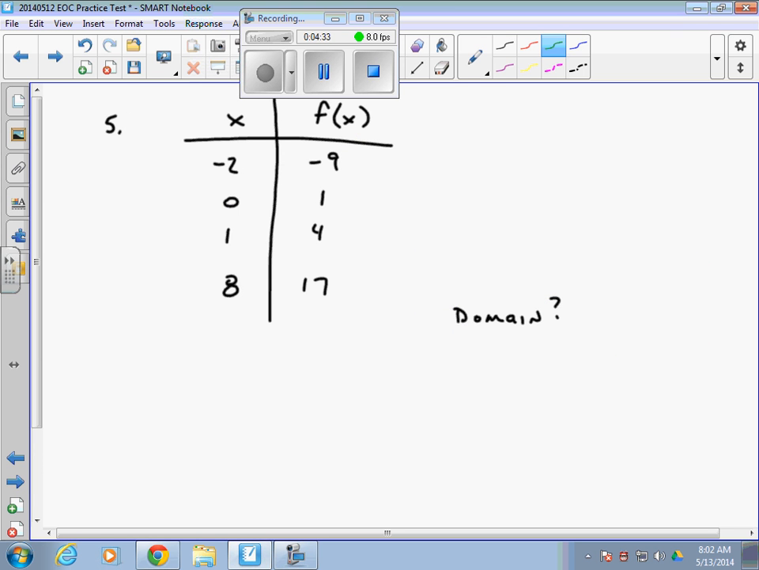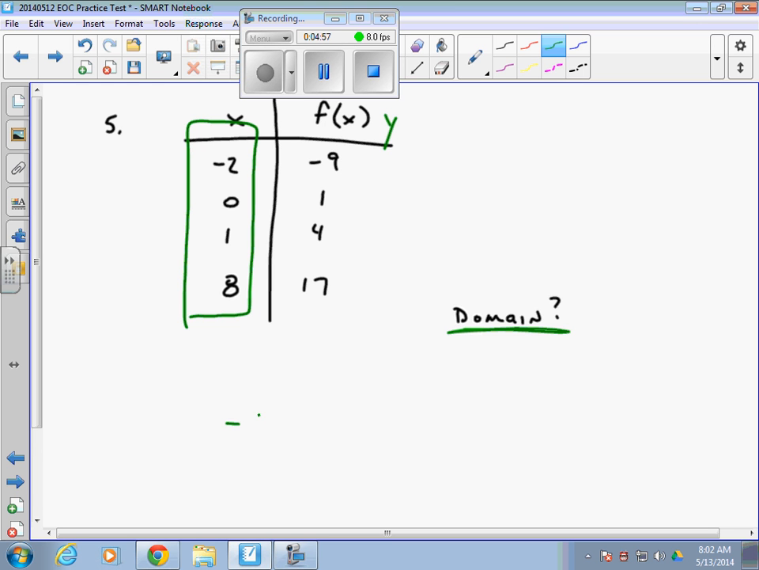Number 5 asks you for the domain of this function, f of x. All domains are your x values. Now you have 2 answer choices when you're looking at your domain. That's the domain. The y value, or what we have as your output, that would be your range value. It asks you for the range, but we're asking for the domain right now. Your x values: negative 2, 0, 1, and 8. There's 2 options.